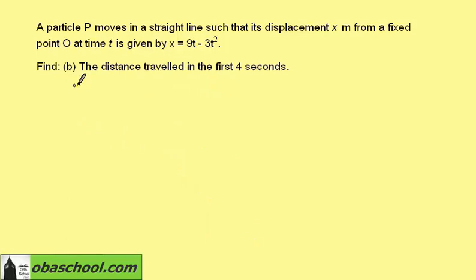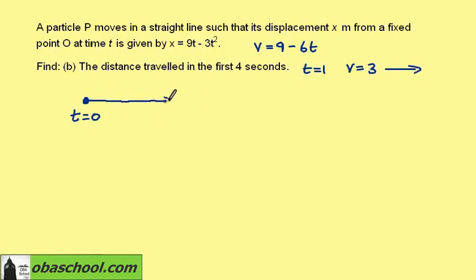We now want to find the distance travelled in the first 4 seconds. Let's draw a diagram to help us with this. We'll assume the particle is here when t equals 0. We know the velocity is 9 minus 6t. Consider t equals 1. Velocity will be equal to 9 take 6, which is 3. This is a positive velocity, and we'll take this to the right.